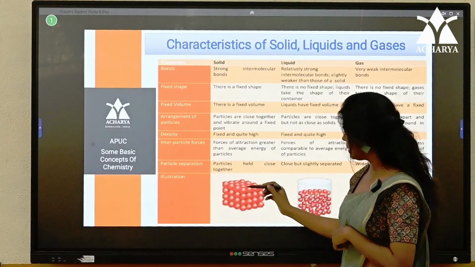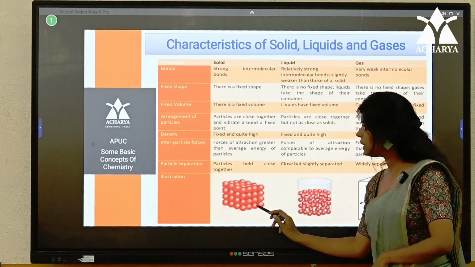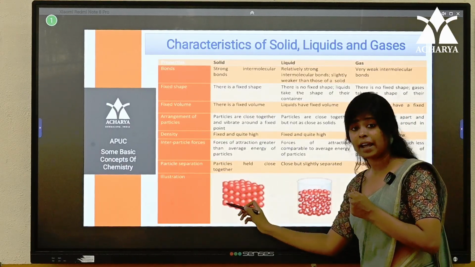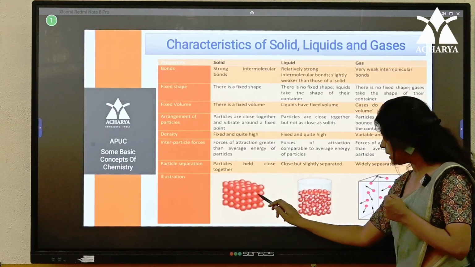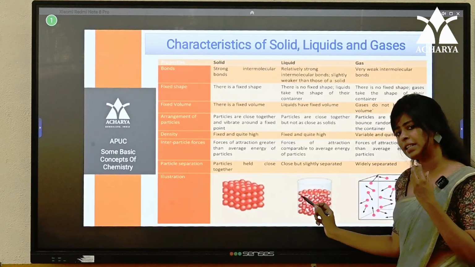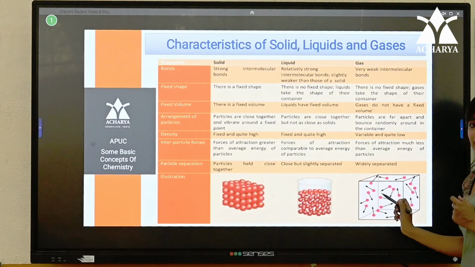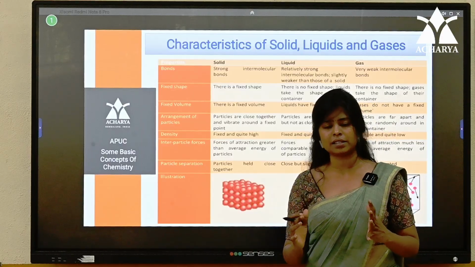And if you see the diagram here, in case of solids, you can see all these atoms are very tightly packed and you have a regular arrangement of atoms, whereas here you cannot see this much regular arrangement, but still some type of arrangement is there. But when you see the gases, here atoms are moving very randomly in all 360 degrees.